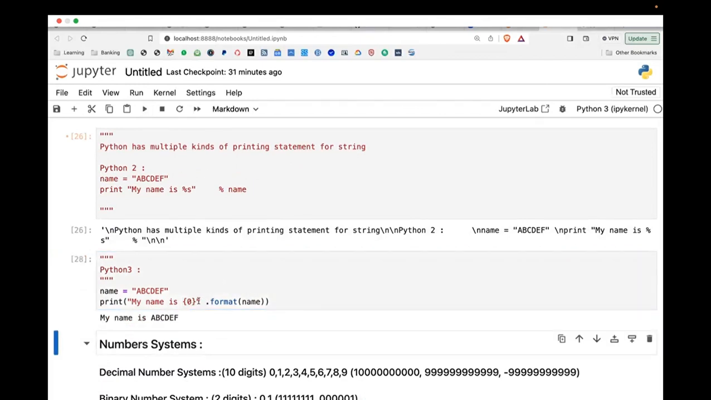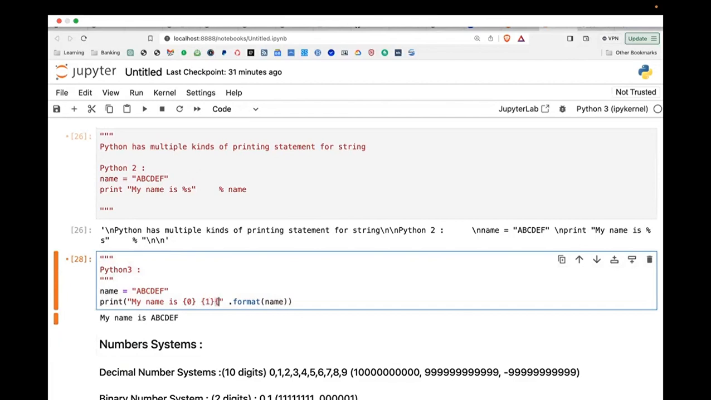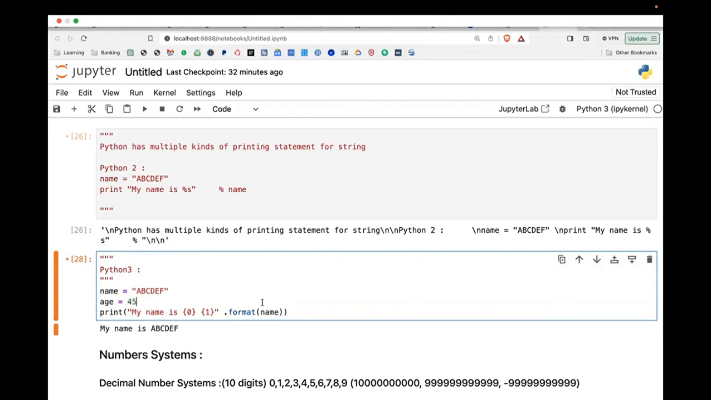Sometimes there are multiple kinds of brackets, so we will give the numbering also. Where numbering is used, I will just tell you. Age is 45. Okay, and I am just writing the age variable and name variable. So if you do not write the number, it will take it in sequence. The very first bracket would be according to the first variable. The second bracket would be according to the second variable. Okay, so my name is this, and my age is this. The very first variable would be taken here, and the second variable will be taken here. Okay, this is one way of writing it.